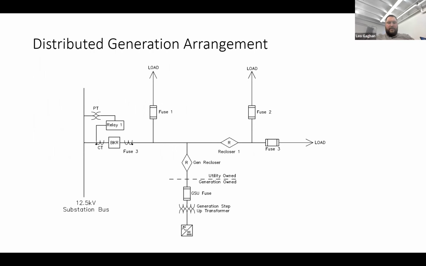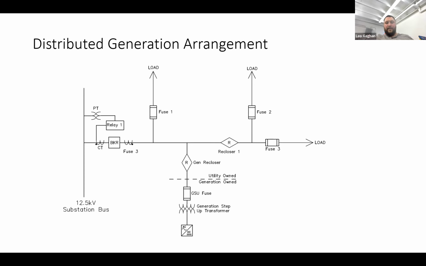So here's a pretty typical distributed generation arrangement. Let's say we had a 12.5 kV substation bus with a breaker and a relay protecting that distribution circuit. This is pretty similar to the one that we had before. We've got a fuse feeding some load. We've got a recloser feeding 2 more fuses that are feeding some load.